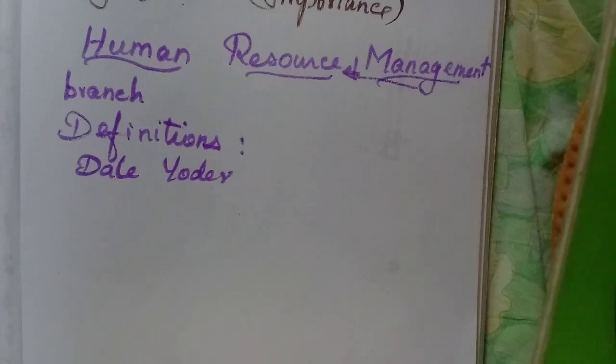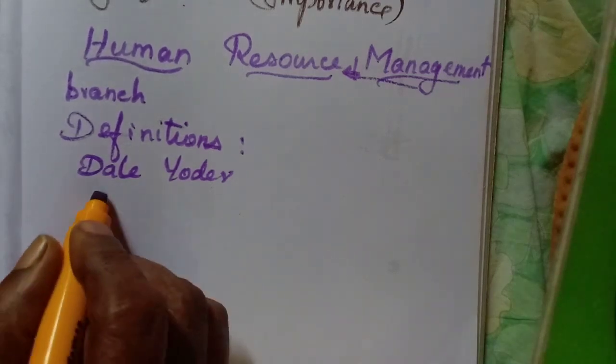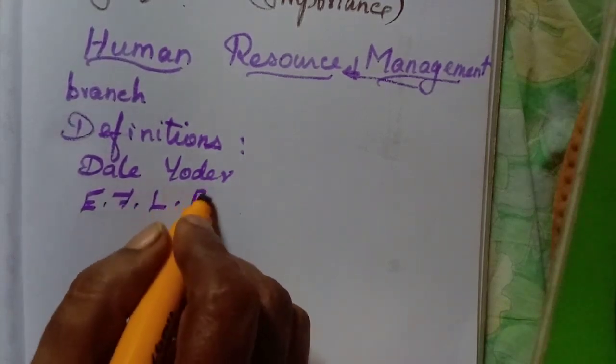So once again I will read, you will understand. According to Dale Yoder, human resource management is the effective process of planning and directing the application, development, and utilization of human resource in employment. Okay. Then the next definition is given by EFL Brech.